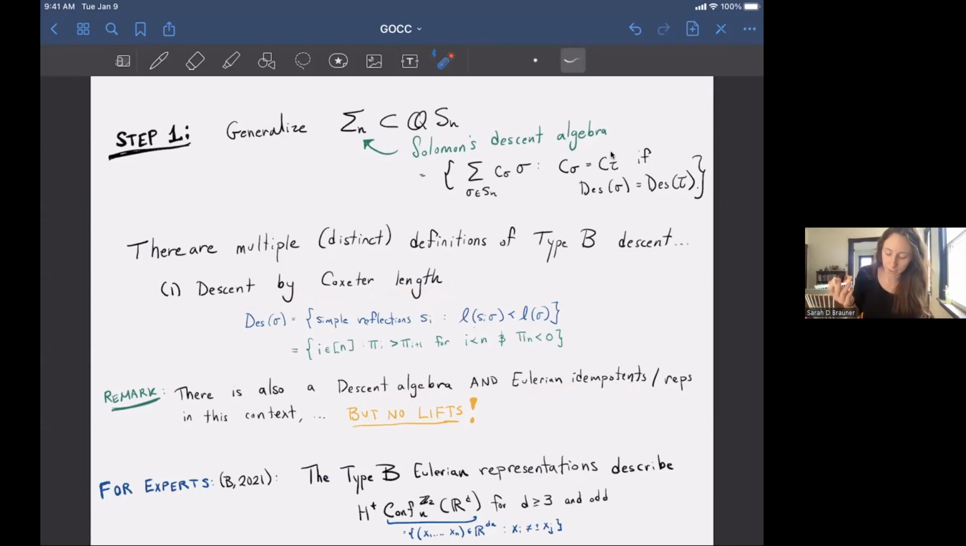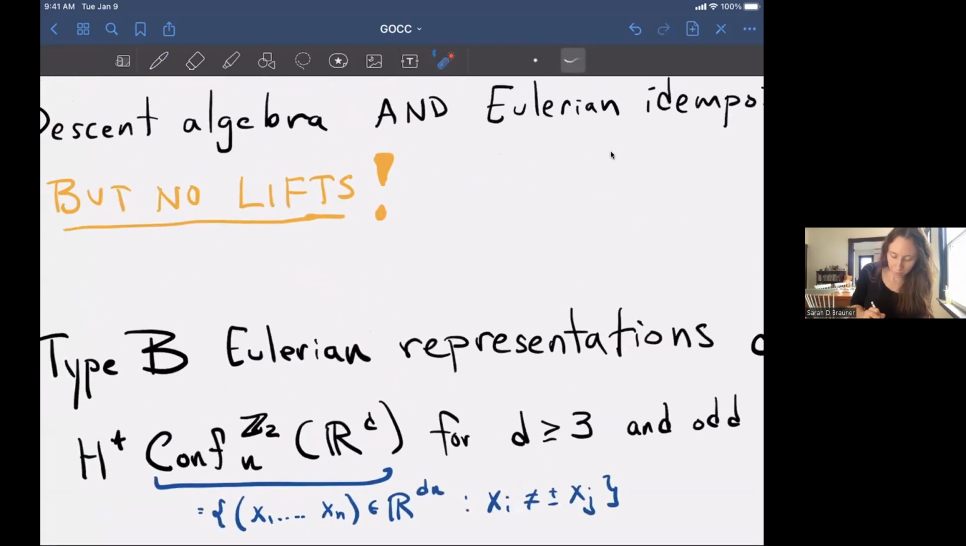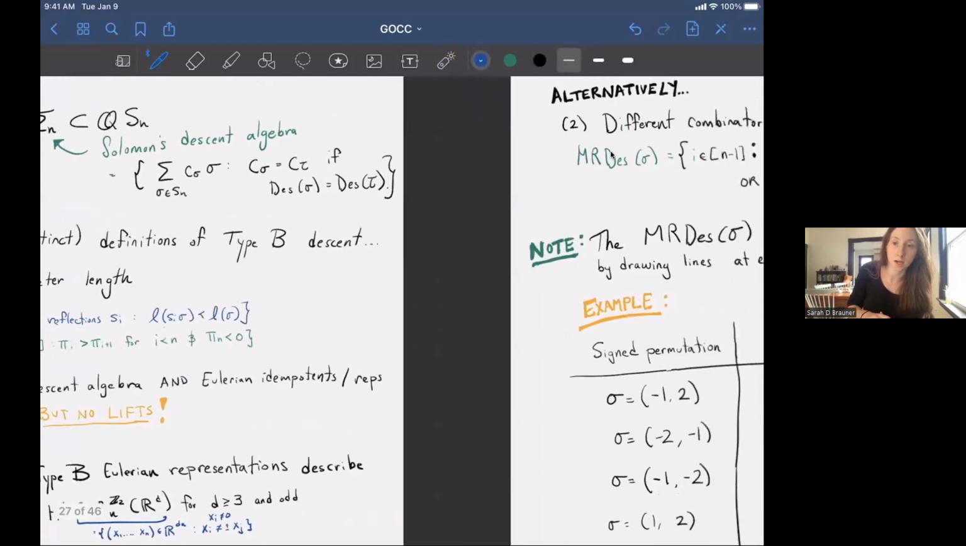For experts, they still have a nice topological description. These Eulerian representations are actually defined by what's called an orbit configuration space, which I'll say more about. It's the cohomology of the space of points x_1 through x_n, where now I require that x_i is not equal to x_j, and actually it also. Okay, so there's a nice description, but they don't lift, so they're not going to work for this context.